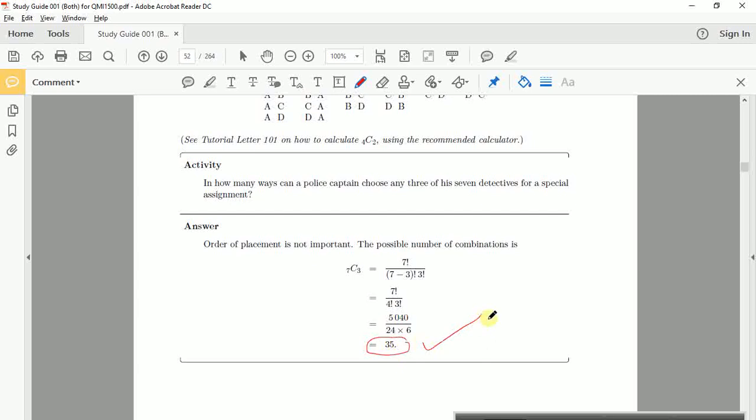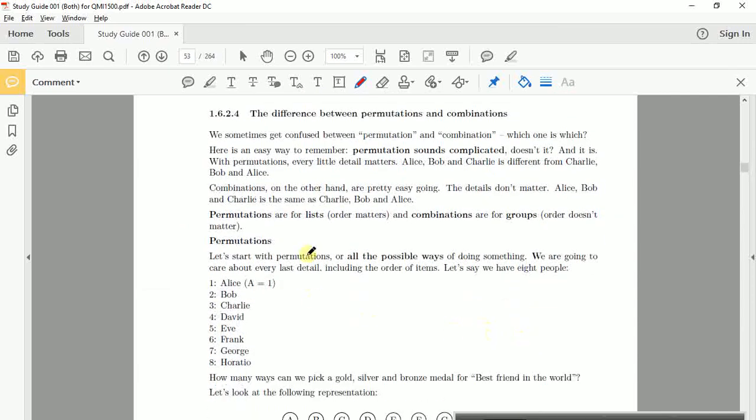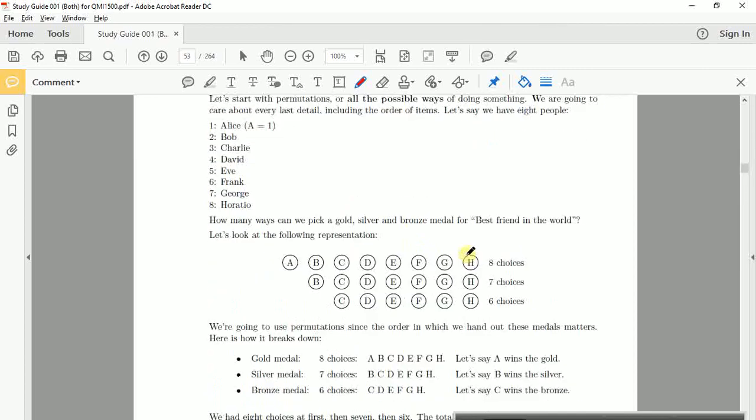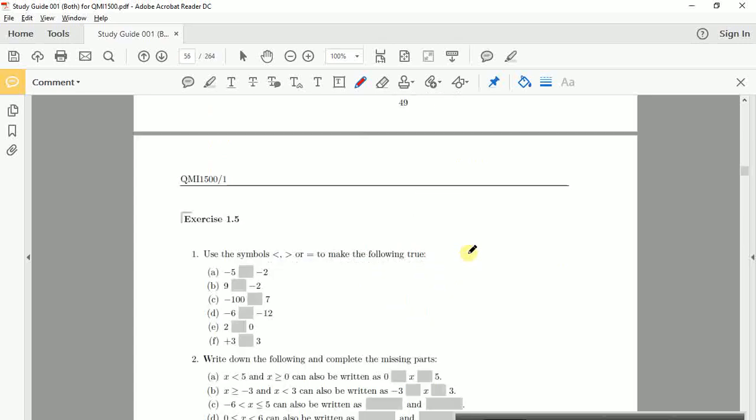There. C, R, which was 3. Alright, then they talk about the differences here that you can look at. I spoke about it. Place is not important or place is important. Yeah, that's fine.